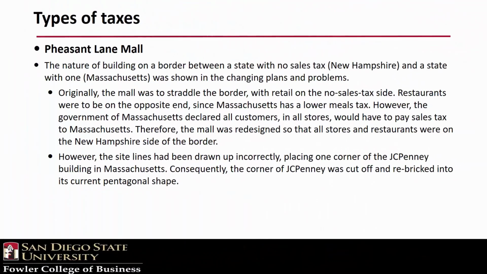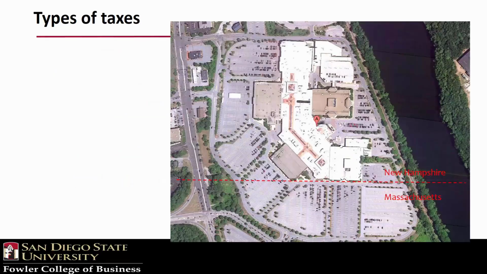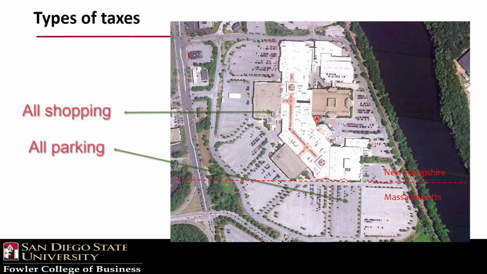Let's start with a story some years ago of a new mall being built at the border of Massachusetts and New Hampshire. One of the critical distinctions between these two states is that New Hampshire has no sales tax, while Massachusetts does. When constructing the mall, the original plans called for all the retail to be on the New Hampshire side. However, during construction, Massachusetts made it clear that Massachusetts sales tax would be charged on any store in the mall, and as a result, the mall was redesigned with all the stores on the New Hampshire side of the border.